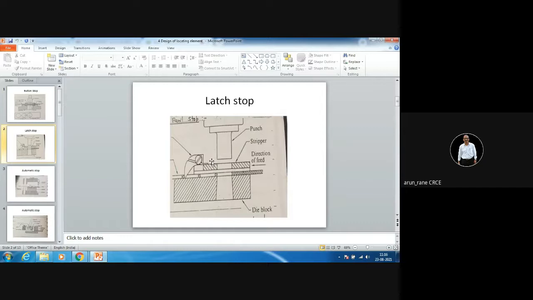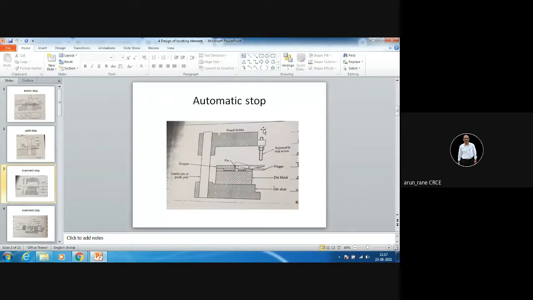Then you have a latch stop. Latch stop is another device. Here there is a latch, and the latch stops the strip. So that is another device, latch stop, to stop the strip. The lower portion is called the die, and the upper portion is always the punch, if it is done from top to bottom. If it is reversed, the lower one becomes the punch and the upper one becomes the die. But in 99% of cases, the punch is at the top and the die is at the bottom.